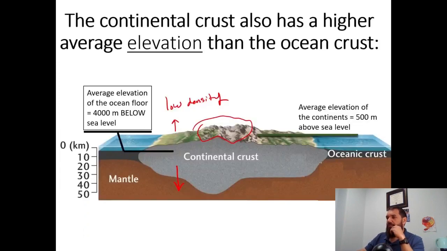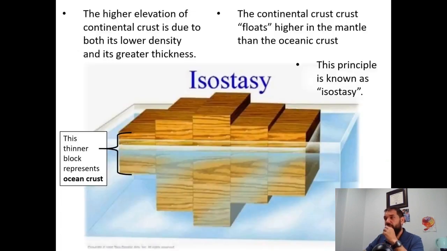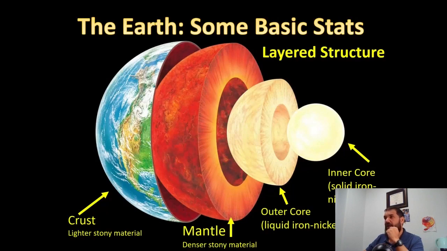All right. Another thing that I could point out, it's kind of obvious in a way, but obviously the continental crust has a higher elevation than the ocean crust, right? Ocean crust is on average 4 kilometers below sea level, 4,000 meters below sea level, whereas the continents are about 500 meters above sea level. Okay. So just keep that in mind.